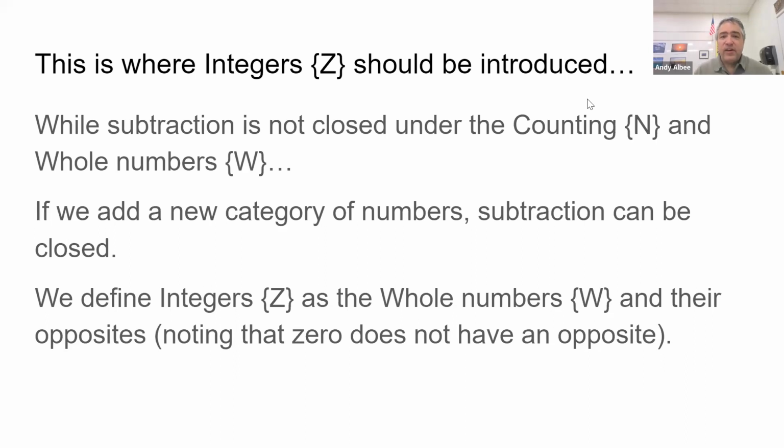But the set Z is introduced because subtraction is not closed on counting numbers and whole numbers. So we just create a new category where it is, and we just make it work. We define the integers set Z.